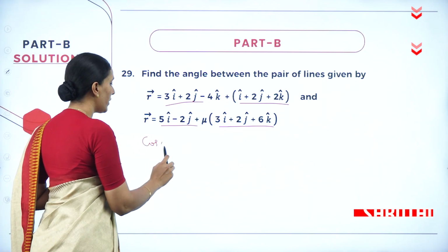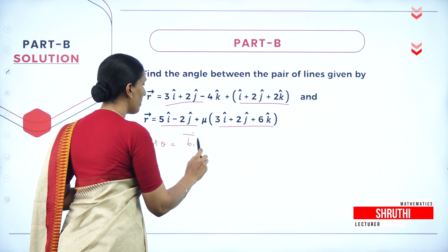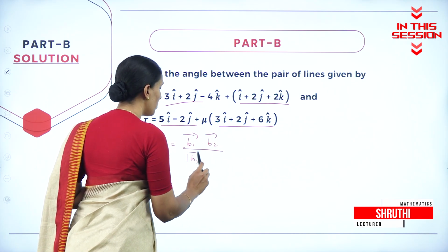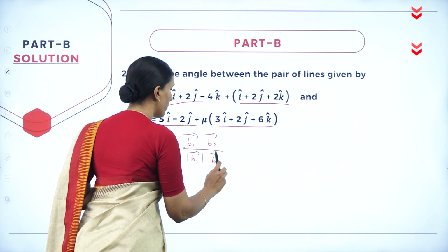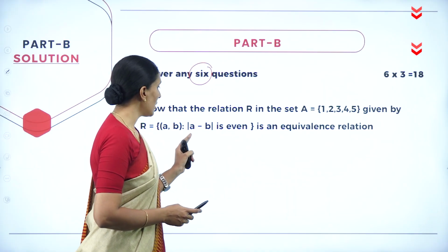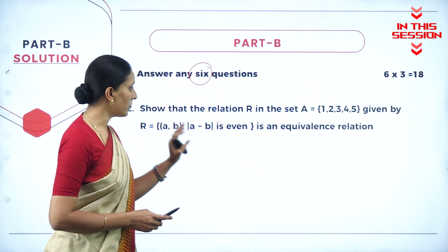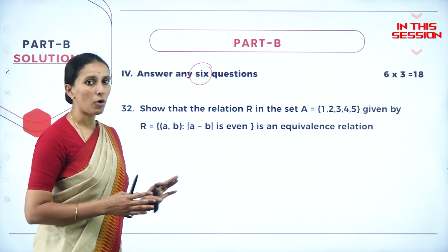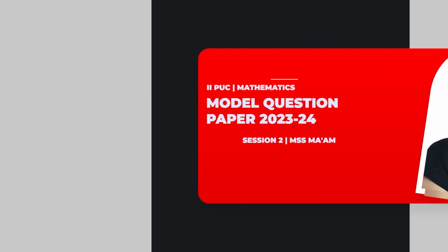Cos of angle between two lines is given by the dot product of b1 and b2 divided by magnitude of b1 times magnitude of b2. If you take the modulus of a minus b as an even number, we need to choose any two elements in such a way that their difference under the modulus should be even.